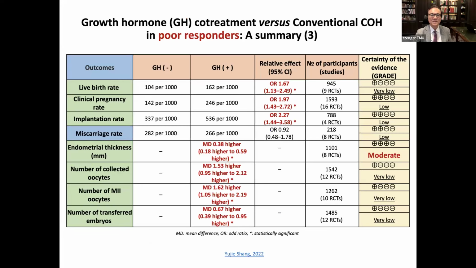The third one is when we look at the summary, you can see in growth hormone treatment group, all the parameters are increased. The odds ratio, you see, birth rate, clinical pregnancy rate, implantation rate also much better, as well as the endometrial thickness. You can see a mean difference also much higher in GH group, and also number of oocyte, M2 oocyte, transfer number, all are significant difference in treatment group.